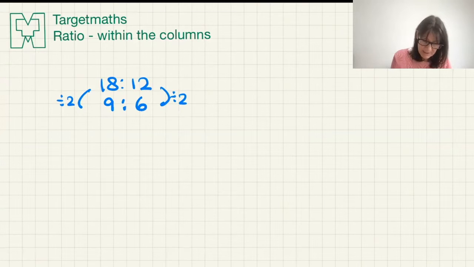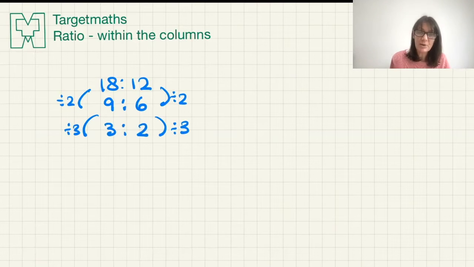And this one does. So 9 and 6, they are in the 3 times table, which means that I am going to divide by 3 now on both sides. And that will give me 3:2. And that is as low as it will go.